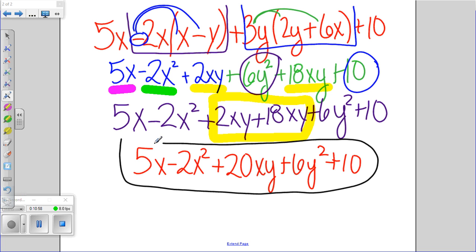So this is going to be your most simple expression. Technically, you should have your x squared and your y squared in the front, but that is not part of our learning target, and so that's not what we're going to concentrate on.